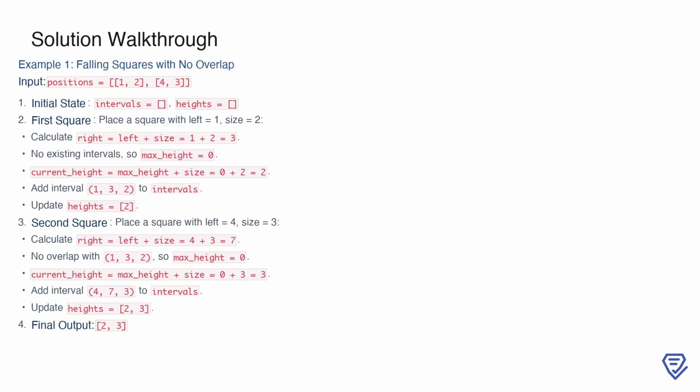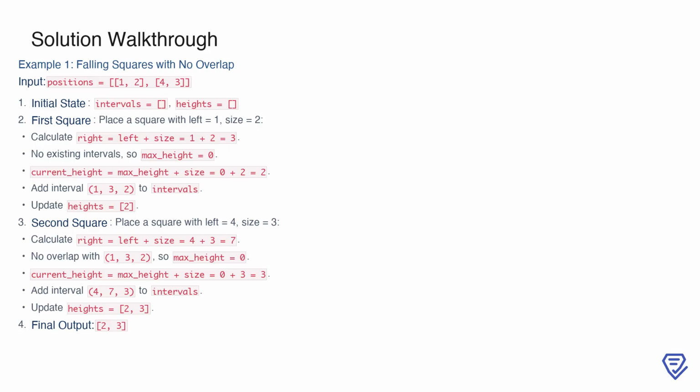The input positions are given as 1, 2, 4, 3. Initially, we have empty lists for intervals and heights. When placing the first square, its left position is 1, and its size is 2. From this, we calculate the right edge as 3. Since there are no existing intervals, the maximum height beneath the square is 0. Adding the square's size gives us a current height of 2. We then store the interval 1, 3, 2, and update the heights to 2.